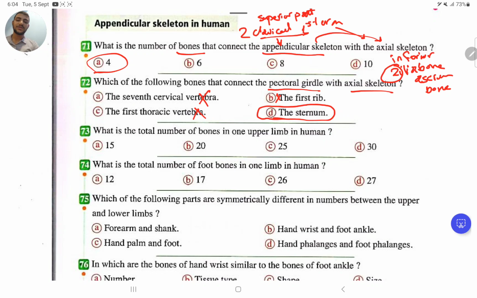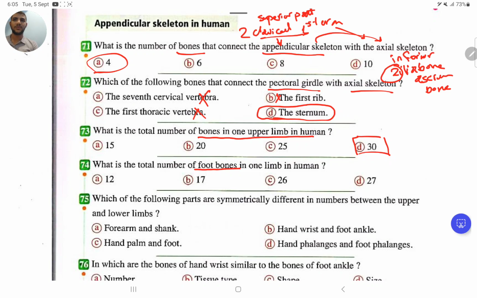73, what is the total number of bones in one upper limb in human? One upper limb, so I need the bones total in one upper limb in human. The count, it will be 30 like we mentioned before. What is the total number of foot bones in one limb? Foot bones, there is a difference between two questions.